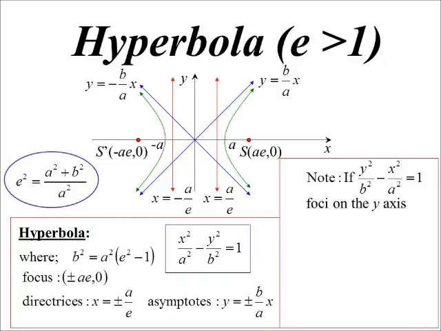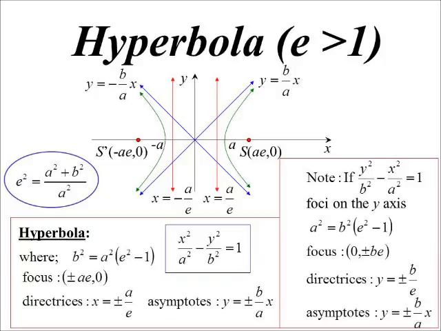What happens when the foci is on the y-axis? The negative and the positive swap round. So it's positive y squared, negative x squared. And so that's when the foci go on the other axis. So instead of x squared on a squared minus y squared on b squared, we have y squared on b squared minus x squared on a squared. But again, that means we'll have a squared equals b squared, e squared minus 1, instead of b squared equals a squared, e squared minus 1.